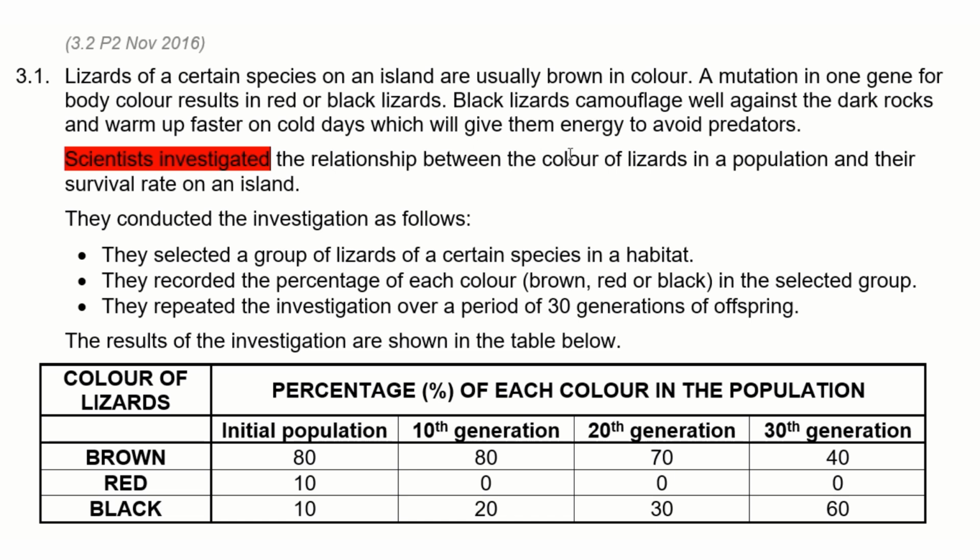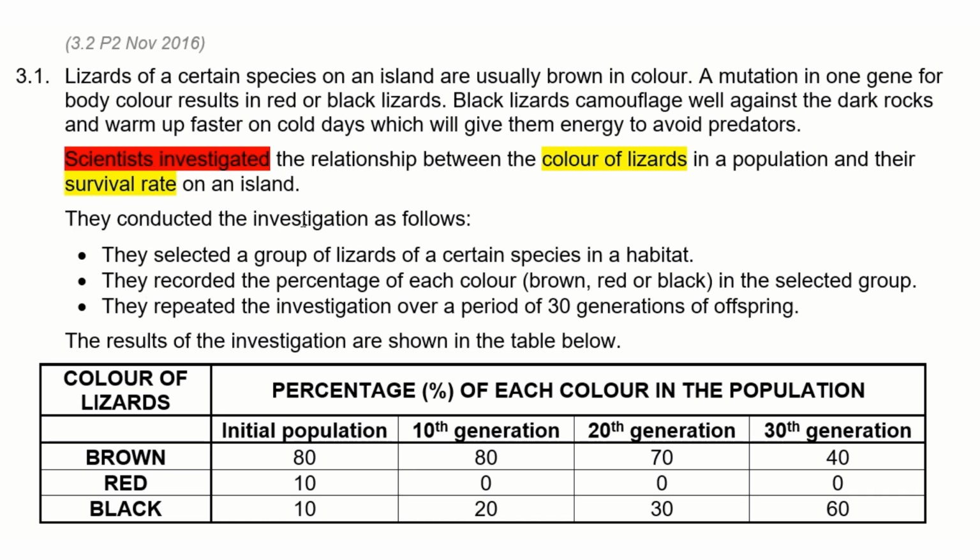So if we read carefully, we'll see that the color of lizards is a variable. And remember, a variable is something that can change. So the color of lizards is something that can change. So that is our variable. And the survival rate is our other variable. And again, survival rate is something that can change. You can have a higher survival rate or a lower survival rate. So in this case, those are our two variables. And we'll look just now at the questions and identify which is dependent, which is independent. But for now, I just wanted to show, first thing you do is highlight the two variables in this investigation.